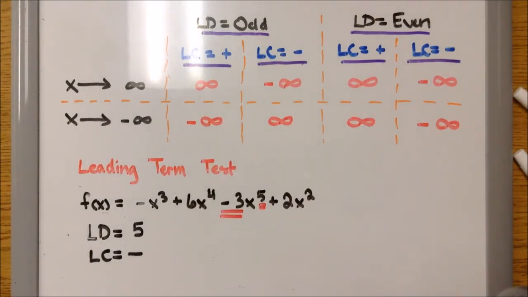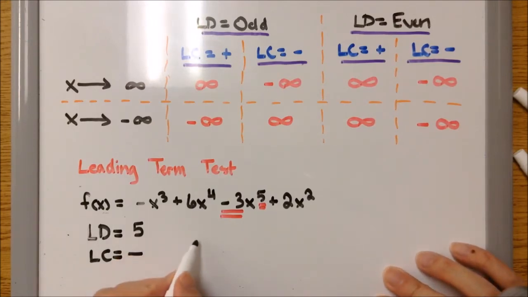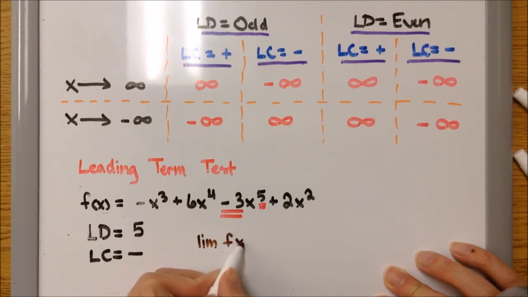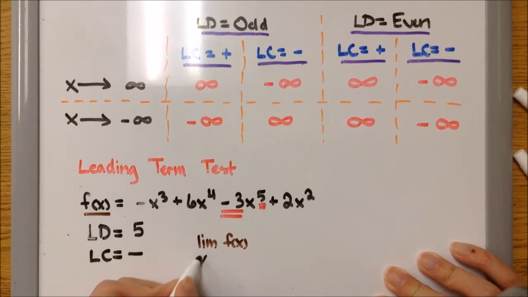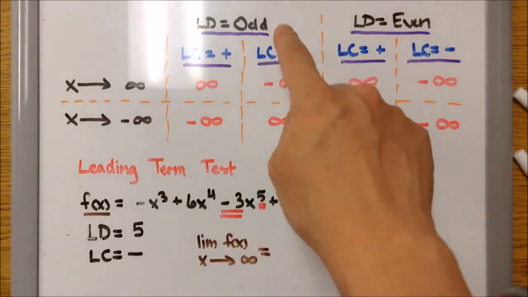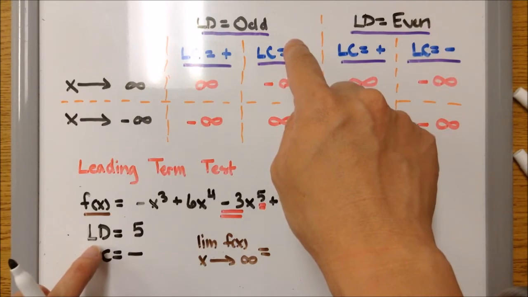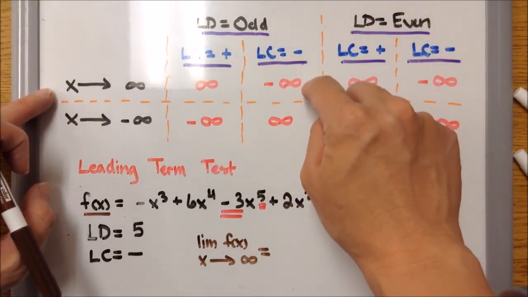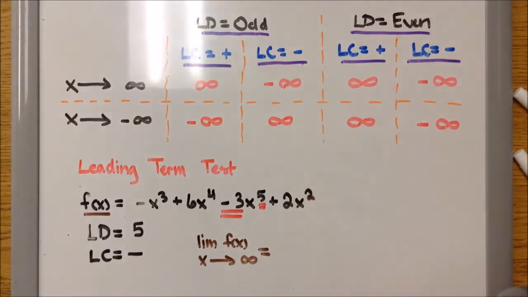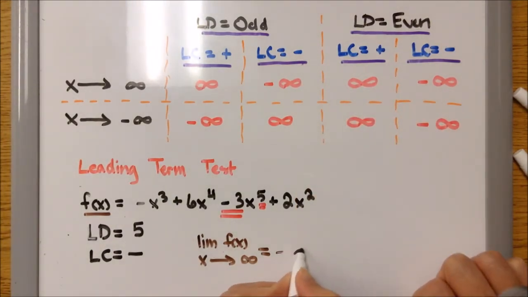So let's start off with our limit notation, our end behavior. So I'm going to write limit of f of x. Again, I'm using f of x because they use f of x. As x approaches infinity, the right side. So odd for leading degree, and then leading coefficient negative. So our right side is going to equal negative infinity. So I'm going to write negative infinity.